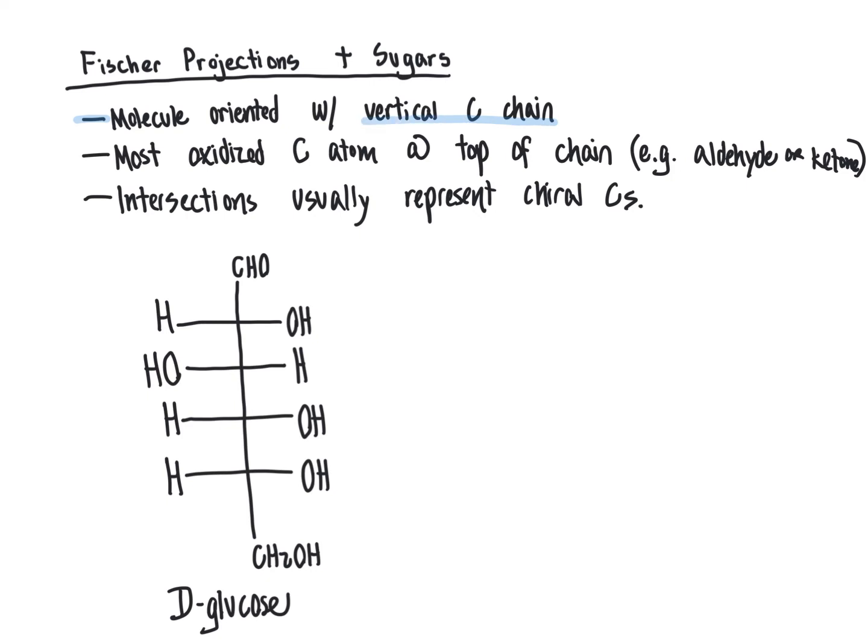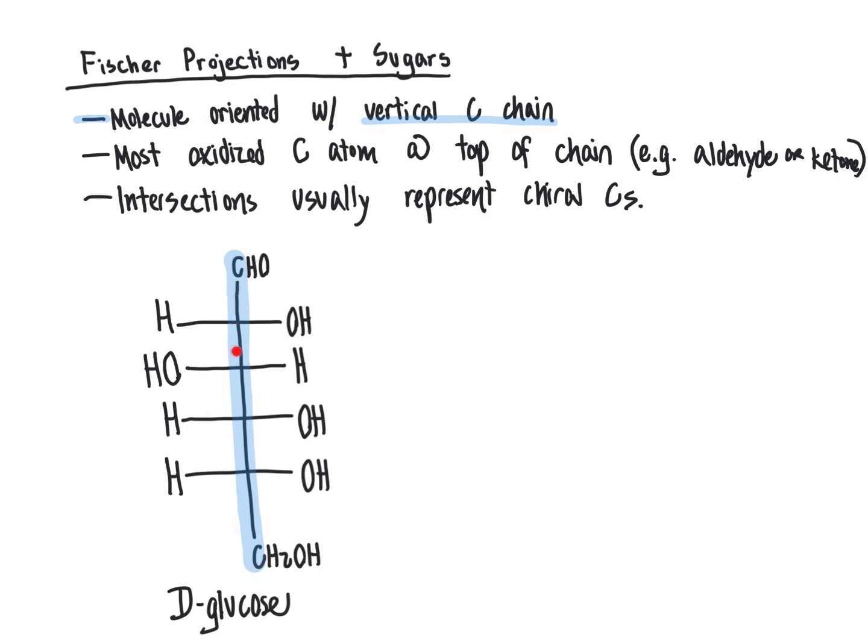So in other words, the longest carbon chain within the molecule is oriented vertically, such as is the case here, where our longest carbon chain comes through the spine here, where each intersection represents a carbon atom. We can confirm that this glucose is a 6-carbon molecule, starting with the aldehyde group and coming through with each of these intersections representing carbon, finishing with the CH2 down here.